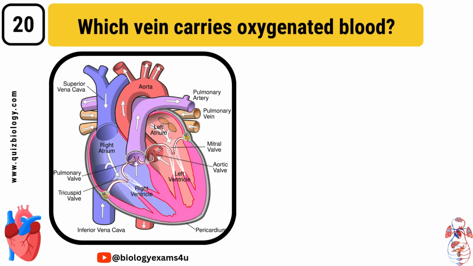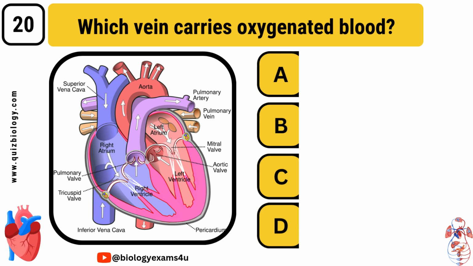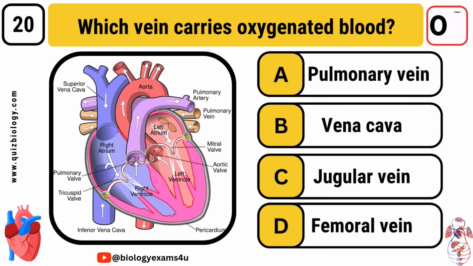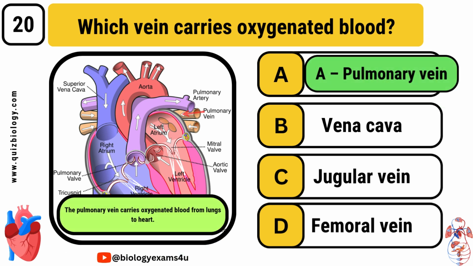Which vein carries oxygenated blood? Pulmonary vein, vena cava, jugular vein, femoral vein. The answer is pulmonary vein that carries oxygenated blood from lungs to the heart, as you see here.